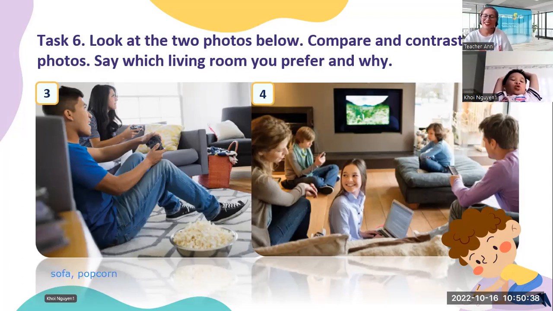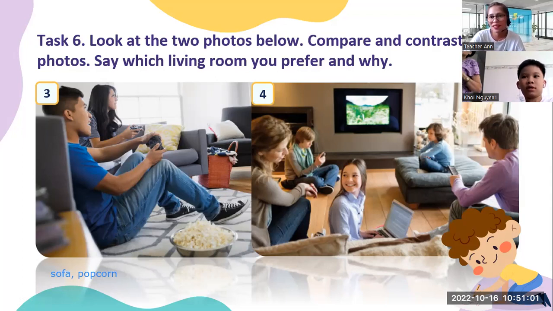Line number two, three, because... Okay, wait, which picture did you pick? Three or four? Three. Oh, why did you pick three? Because I like popcorn and I think they are playing computer. Yeah, they're playing computer and eating popcorn. Oh, you like popcorn?